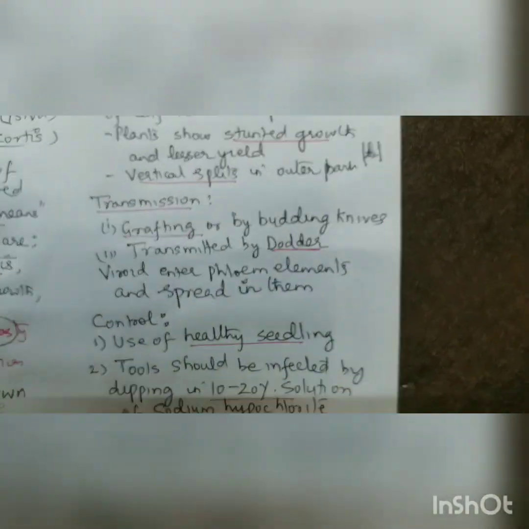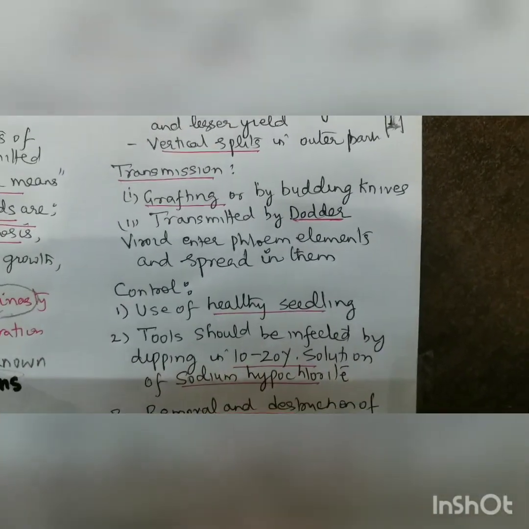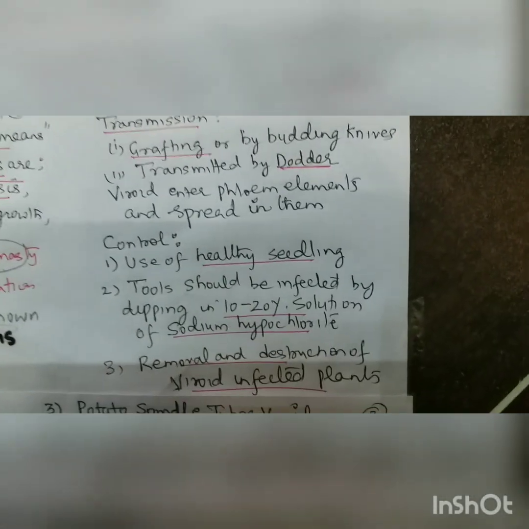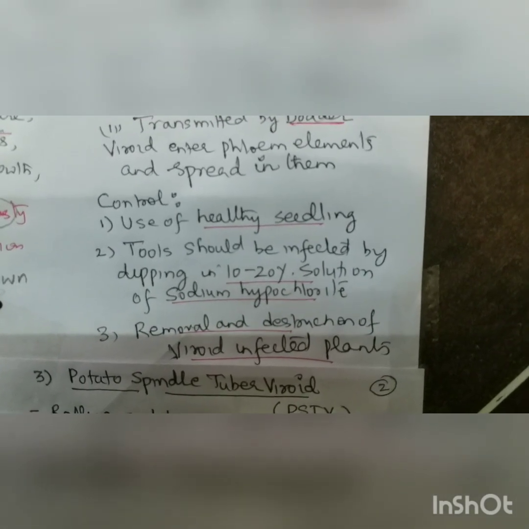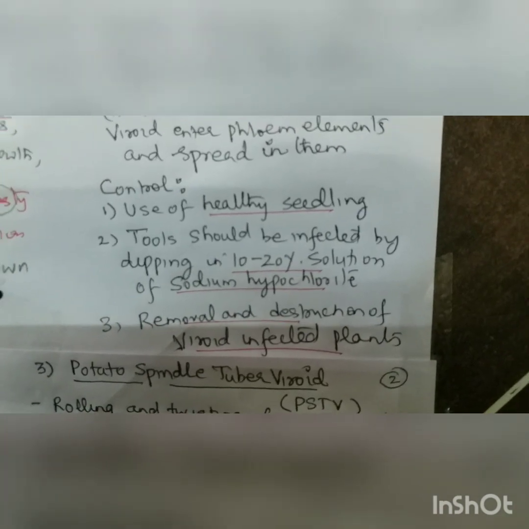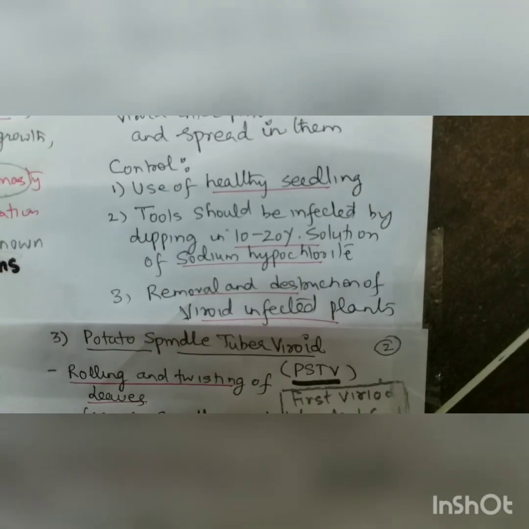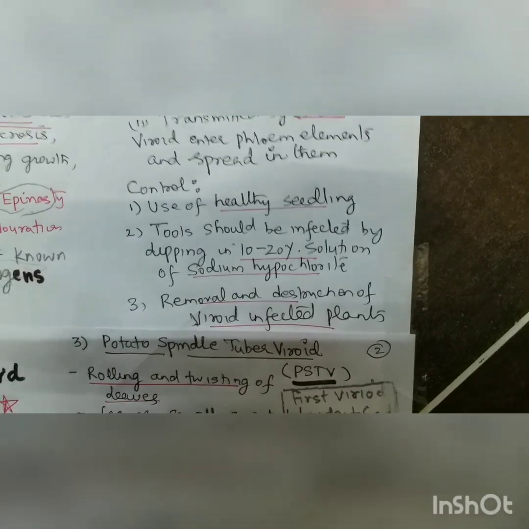Transmission here is by grafting or by knives, budding knives. It is also transmitted by dodder. The viroid enters through phloem elements, same as Spiroplasma, and the control is use of healthy seedlings. The tools to be used, like knives, should be disinfected with a 10-20% solution of sodium hypochlorite. And the last is roguing, that is removal and destruction of the infected plants. So this we did, citrus exocortis.